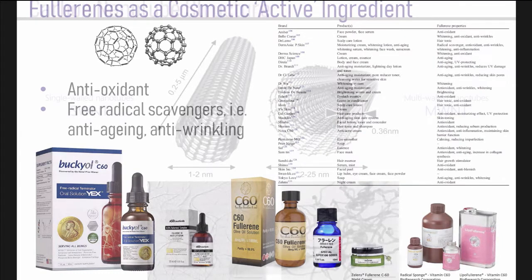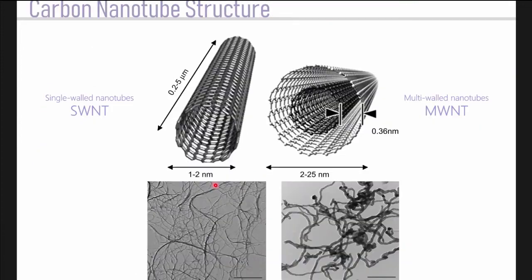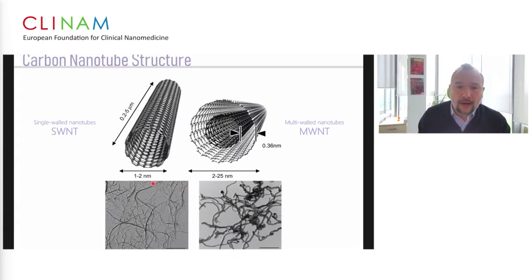Then we were confronted with another iteration of carbon nanostructures, these fiber-shaped cylindrical shapes called carbon nanotubes. We have either single-walled nanotubes or multi-walled nanotubes. They are clearly larger in thickness if you're talking about the multi-walled ones. The single-walled ones are much thinner, but they are also much more difficult to suspend in an aqueous environment.